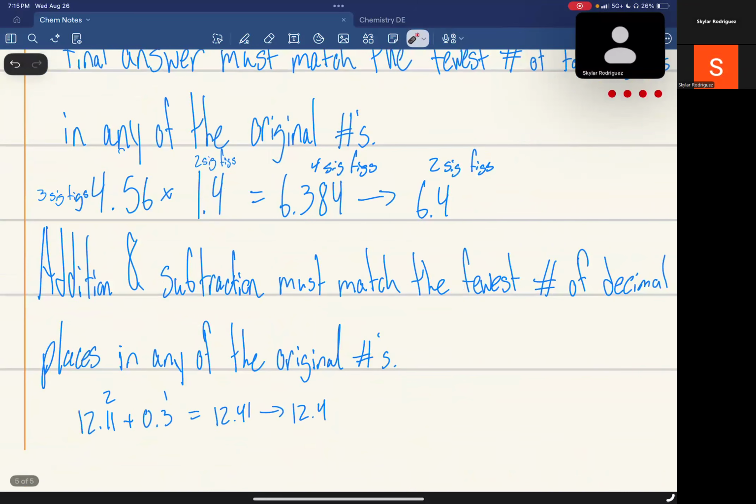Addition and subtraction final answers must match the fewest number of decimal places, or least precise column, in any of the original numbers. 12.11 has 2 decimal places, plus 0.3, which is 1 decimal place, equals 12.41. But it becomes 12.4, excuse me, since there was 1 decimal place in the original equation.